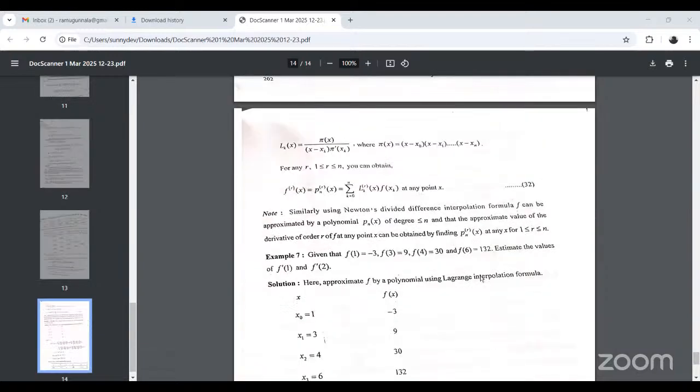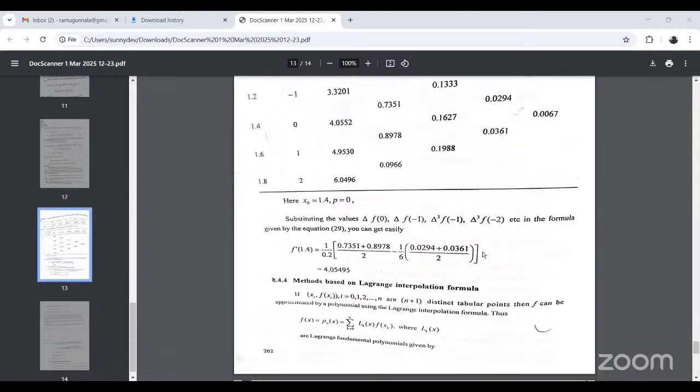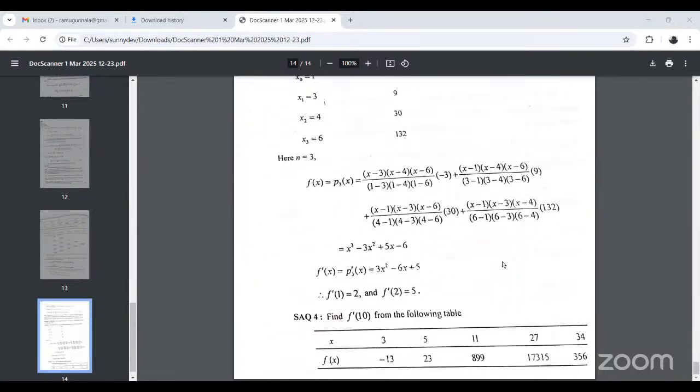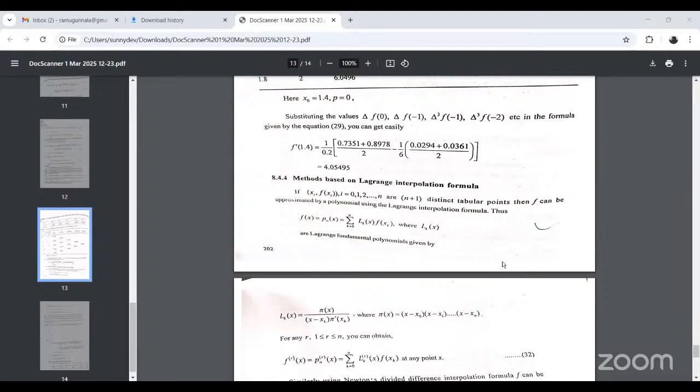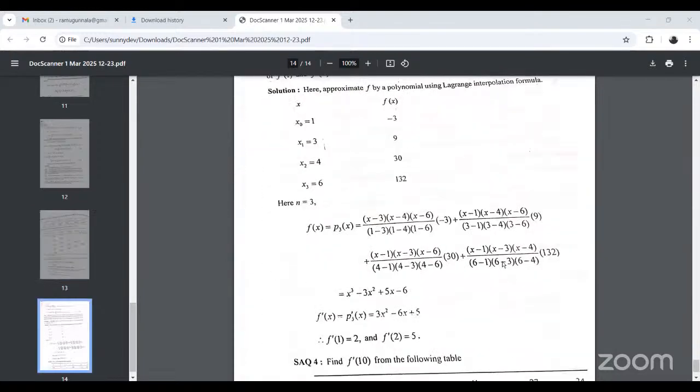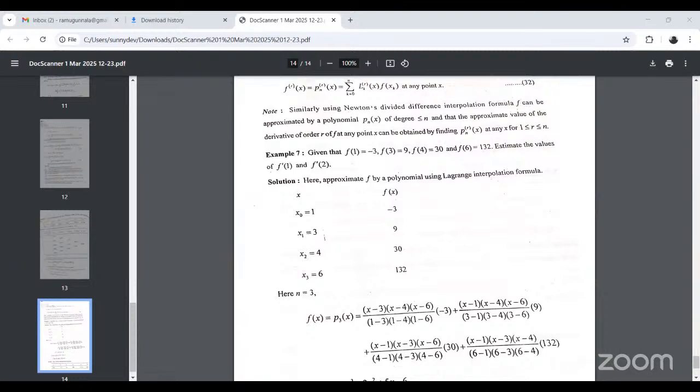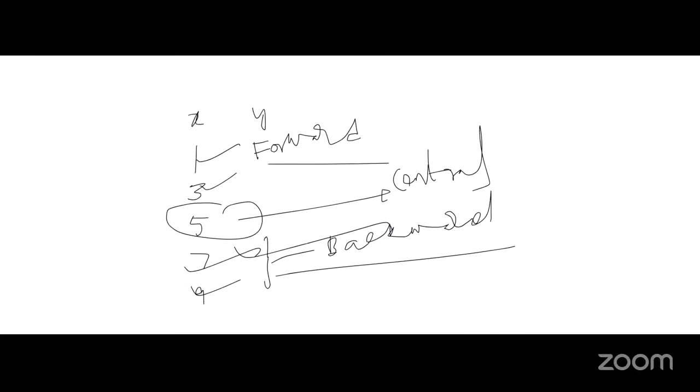Here also the Lagrange interpolation formula. It's very easy. That Lagrange interpolation formula. Okay, see, I'll share the whiteboard. Lagrange interpolation formula.